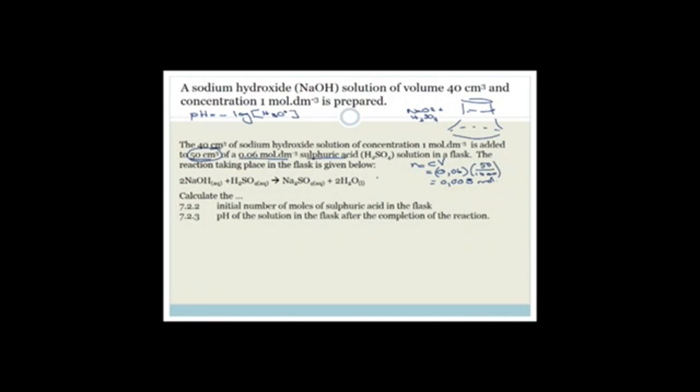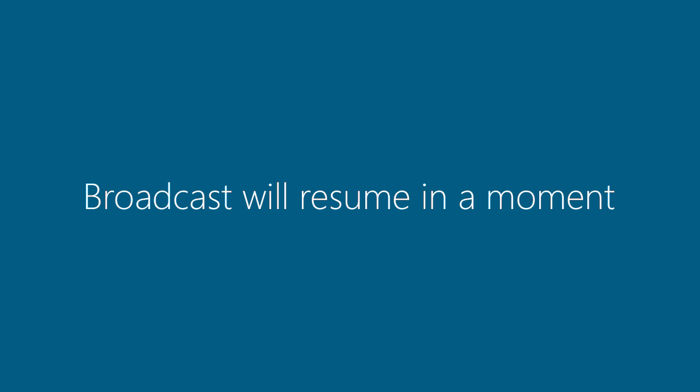And they tell us that the initial number of moles of sulfuric acid in the flask is 0.03. Please, I mentioned this yesterday, there's positive marking from the previous part. So it doesn't matter if you got this wrong. Pretend you wrote 0.03 instead of 0.003. It doesn't matter because whatever you got will be used in 7.2.3, and you will get your marks for it.